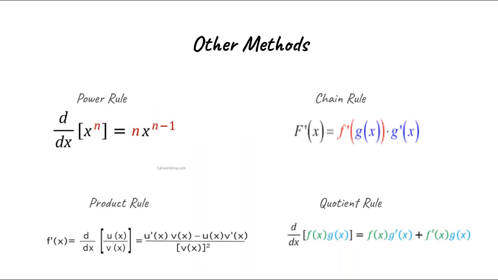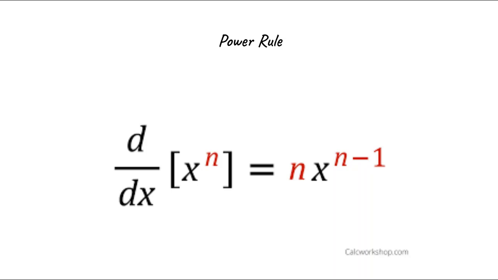However, this process of graphing is a very long process. Thus, other methods were created to find the derivative. These methods are called the power rule, chain rule, product rule, and quotient rule. Let's begin with the power rule, which is this.